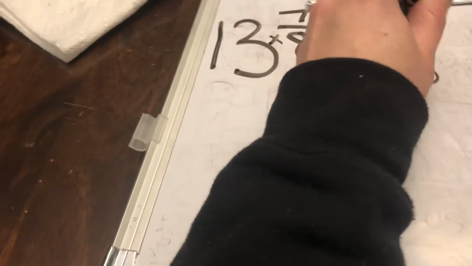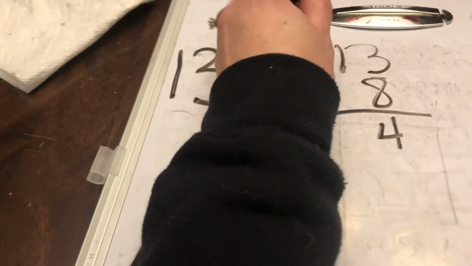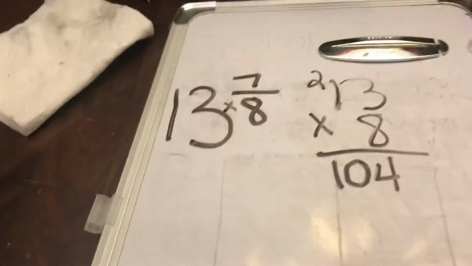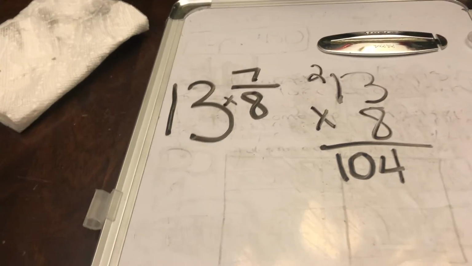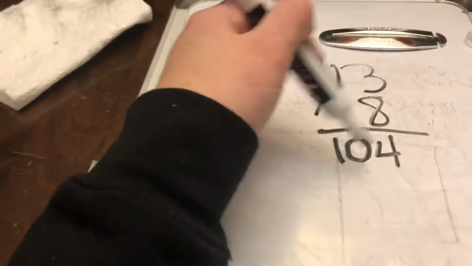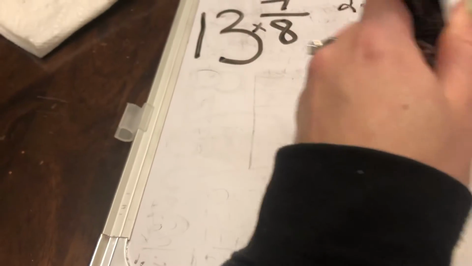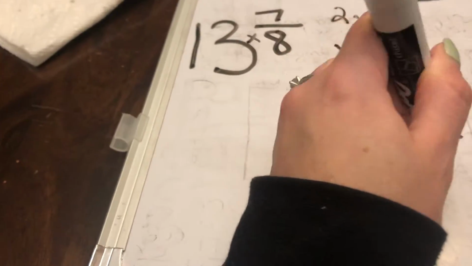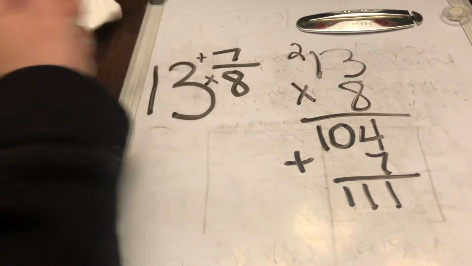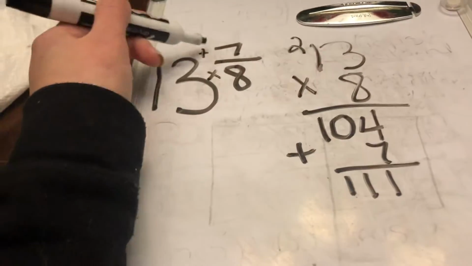Okay, so I'm going to go 13 multiplied by 8. 3 times 8 is 24, write the 4, carry the 2. 1 times 8 is 8, plus 2 is 10. That's step 1. And then, you don't get rid of this because you're going to use it for step 2. Step 2 is you're going to take this and add the numerator to it. So it'd be 104 plus 7, which is 111. So that's step 2, you add the product from step 1 with the numerator.